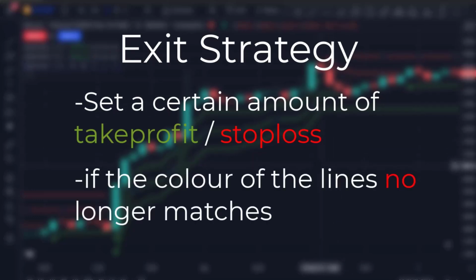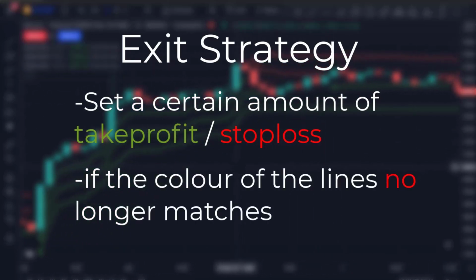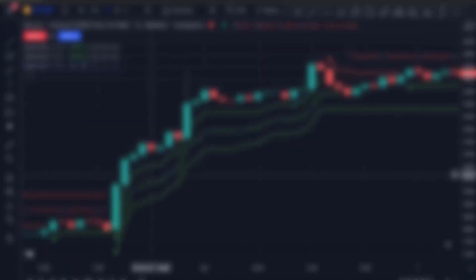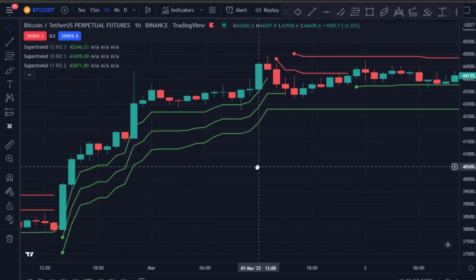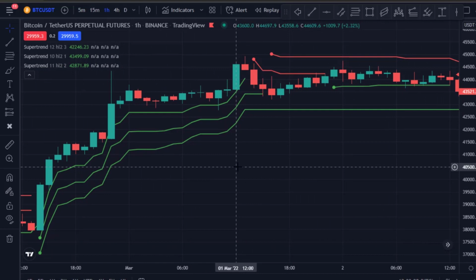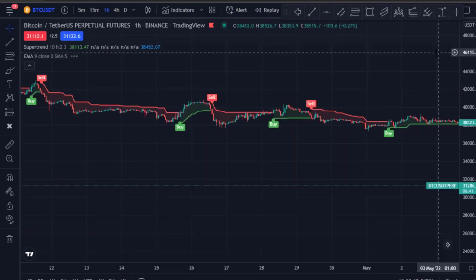Another way is the color of the line no longer matches. Like in this example, we can see that the color of lines are all green. So you take a buy position. Next, you can see that one of the lines switches to red color, and now that the lines no longer match, this is where you want to close your buy position.